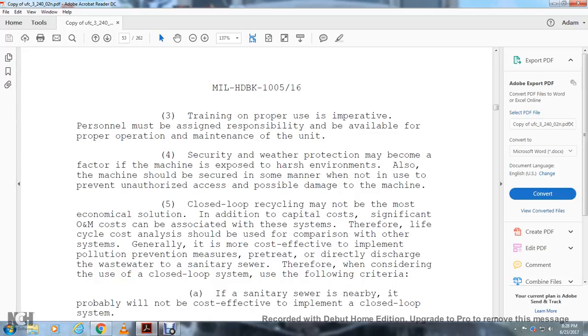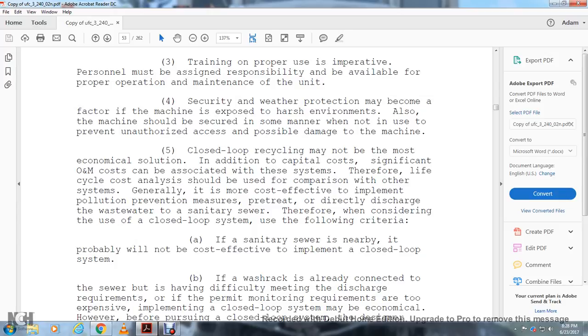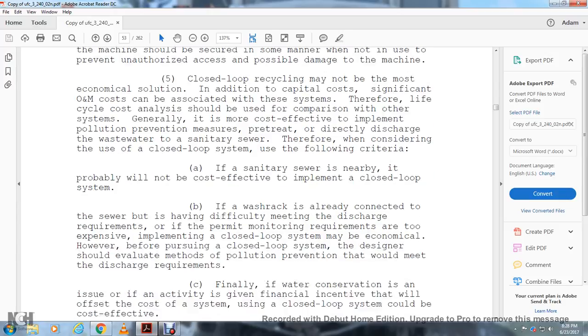In addition to the capital cost, there are significant operational and maintenance costs associated with the system. Therefore, a life cycle cost analysis should be used to compare it with other systems. Implementing pollution prevention measures and pre-treating before directly discharging the wastewater to the sanitary sewer may be more cost-effective. Therefore, consider the use of a closed-loop system using the following criteria. A. If the sanitary sewer is nearby, it will not be cost-effective to implement a closed-loop system.